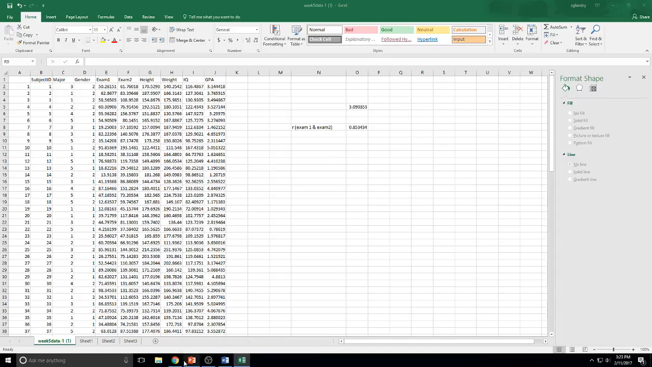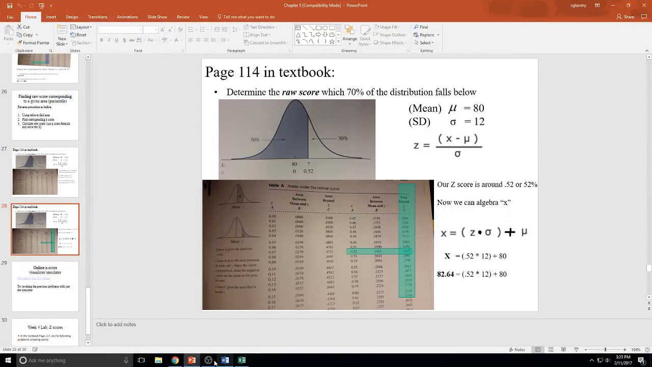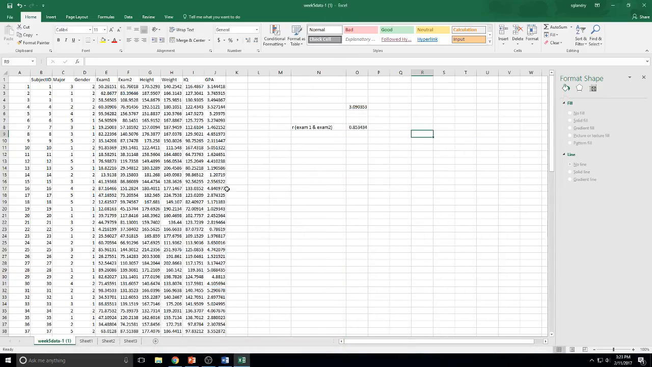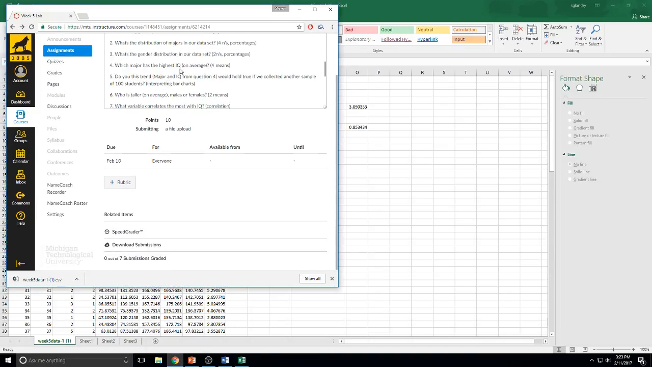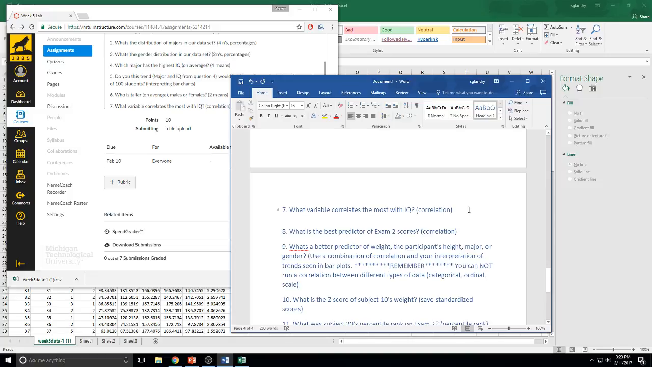Alright, now we kind of have to do this a lot. This is one place where having SPSS could be faster. We could do all of that stuff, but whatever. We're being stubborn and not using SPSS today. So what were we doing? We are on number 7. So what variable correlates the most with IQ?